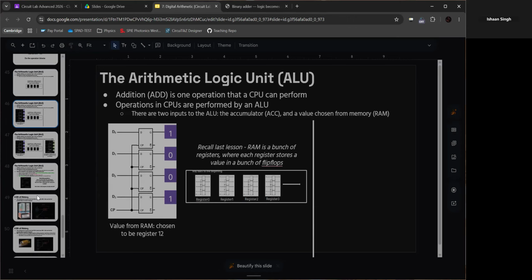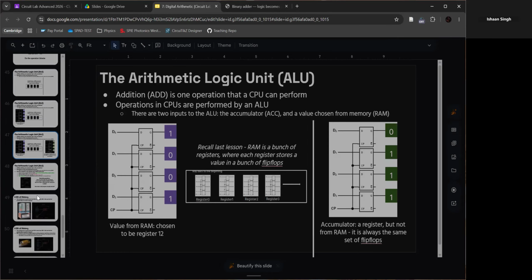Say register 12, which stored 1001. Well, then that would be one of the inputs to the ALU. The other input to the ALU would be the accumulator. The accumulator is a register that is internal to the CPU. So the RAM is a bunch of registers, maybe a bajillion registers sitting outside of the CPU. That's memory. We can look at that memory whenever we need to.